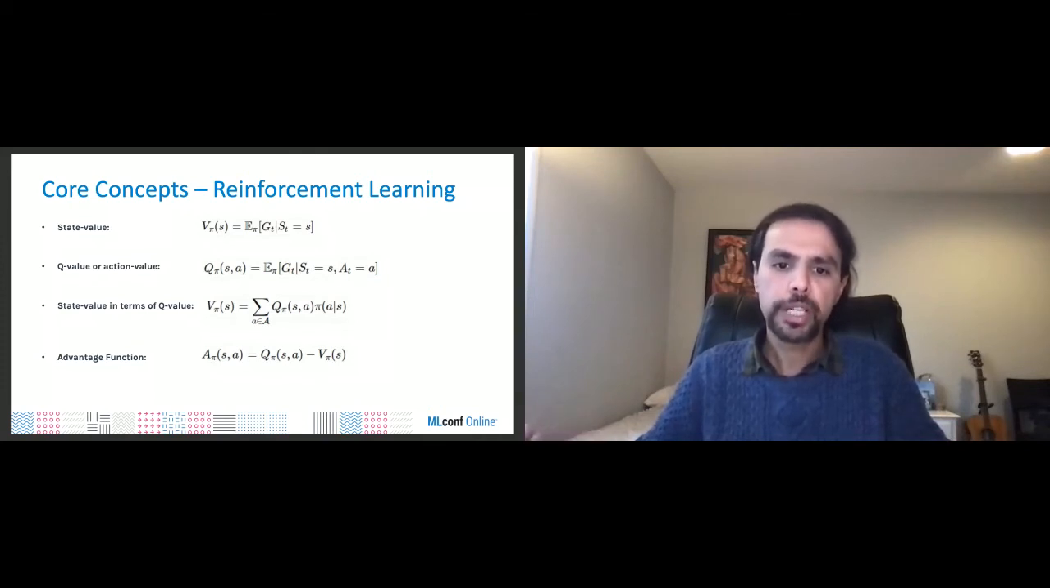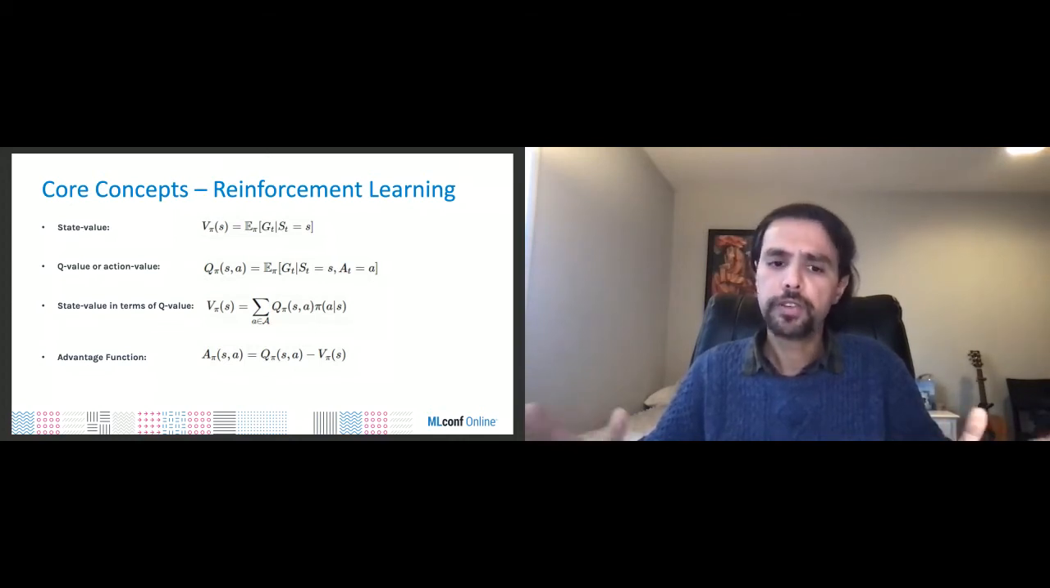Now, similar to the state value, we also have this notion of the Q value, and this becomes important because the method that we are trying to use is Q learning. Similar to the state value, the action value is simply the expected return that is obtained by taking a specific action at a certain state at a certain time t. This Q value is also called the action value.